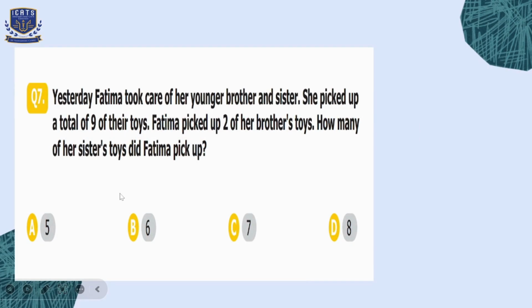Question number 7. Yesterday, Fatima took care of her younger brother and sister. She picked up a total of 9 of their toys. Fatima picked up two of her brother's toys. How many of her sister's toys did Fatima pick up?